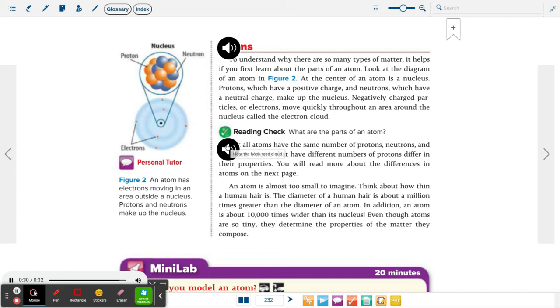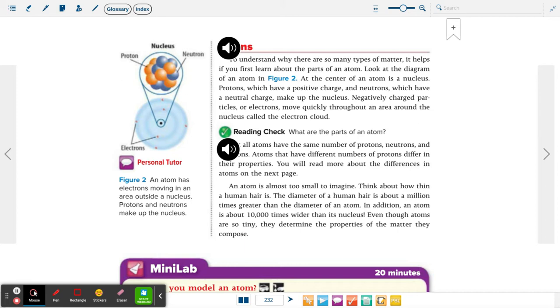Reading check. What are the parts of an atom? Not all atoms have the same number of protons, neutrons, and electrons. Atoms that have different numbers of protons differ in their properties. You will read more about the differences in atoms on the next page.